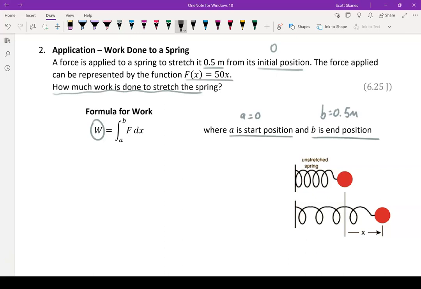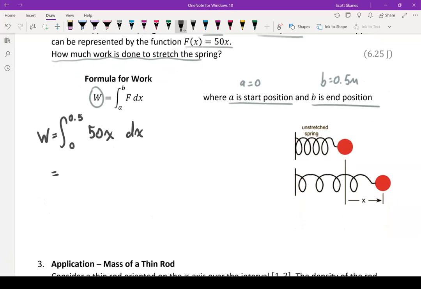So the formula for work is work equals the integral of the force from A to B. So the work is going to be the integral from the starting position 0 to the final position 0.5 of the force equation, which is 50x, and the variable here is x, so the integral is going to be with respect to x. If you do that integration, it'll be 50x squared over 2, which is 25x squared. Don't put a C, put your boundaries instead.